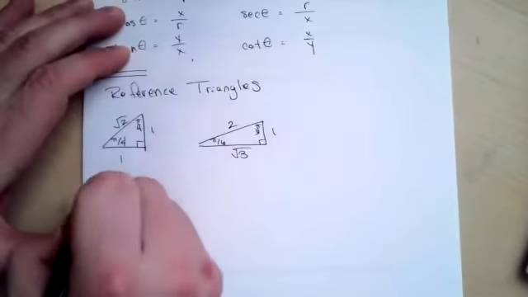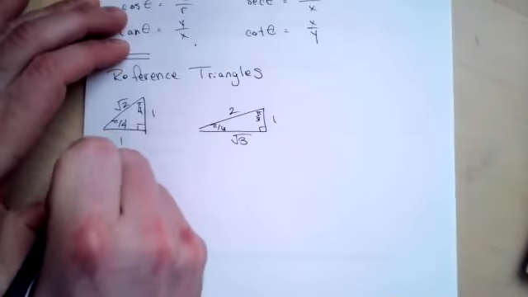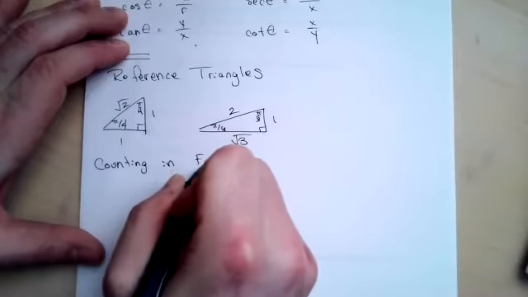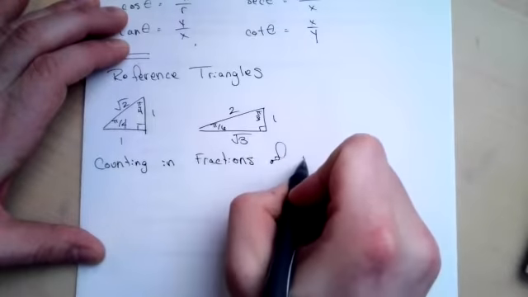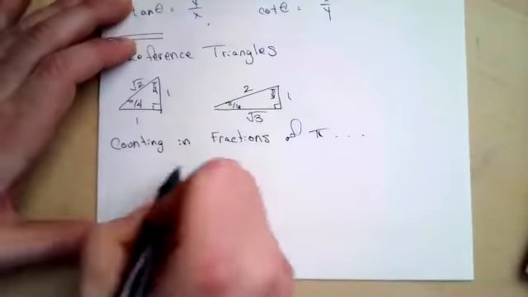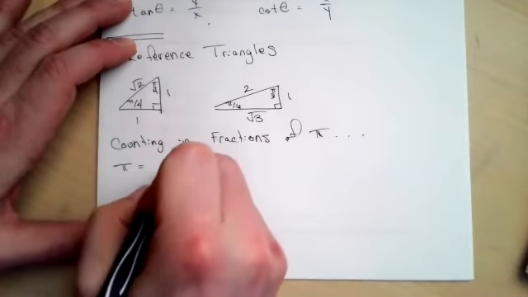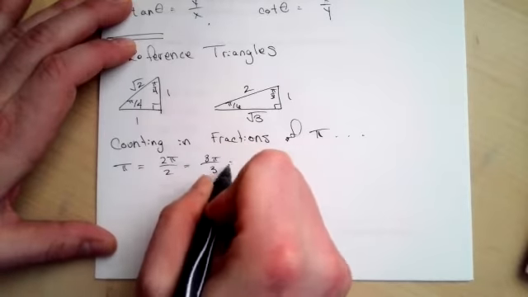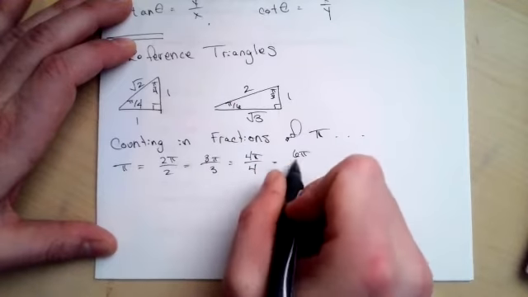So the other thing I would like to include, or just point you guys towards, is what I call counting in fractions of pi. What does this mean? Well, the concept is actually fairly easy if I write it down. Pi is going to be pi, 2 pi over 2, 3 pi over 3, 4 pi over 4, and 6 pi over 6.